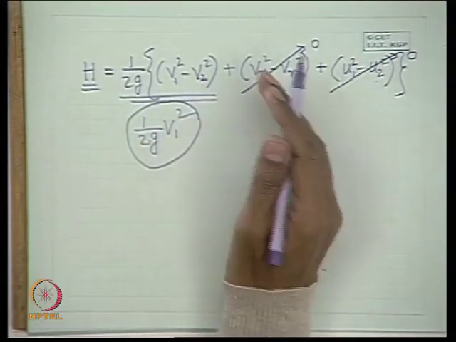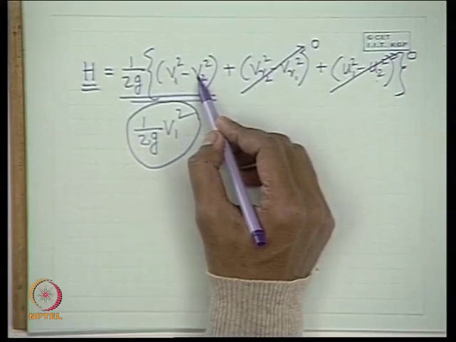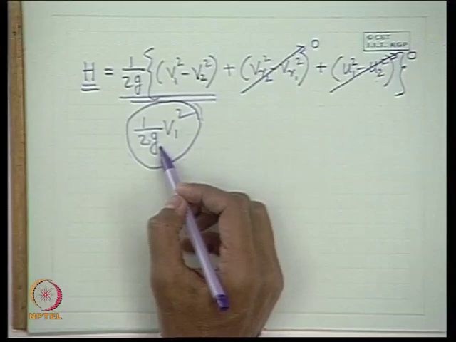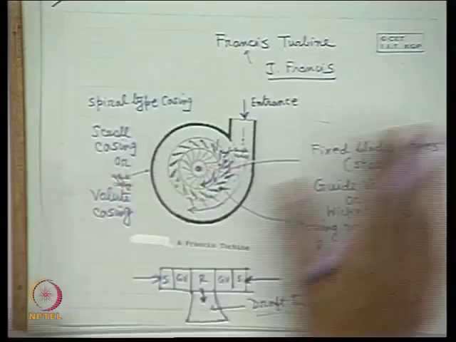That means this kinetic head we cannot utilize. If we could have made this velocity 0 at the discharge, the entire energy, that is the kinetic energy in case of an impulse machine, could have been utilized. Now I would like to say that for any physical situation, liquid has to be discharged with some velocity, which corresponds to some kinetic energy, which is a loss. So therefore, this is the loss, and it has to be made as small as possible.